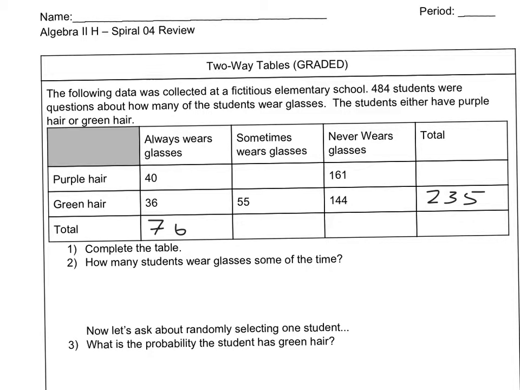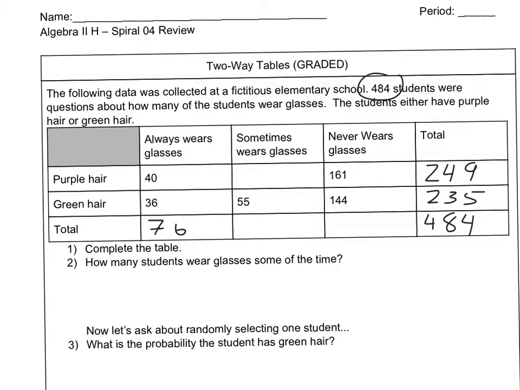Okay, looking for other things that we can fill out at this point. Well, we're given 484 total students. And if we know that 44 is the total, we've got 235 students with green hair. That tells us we've got 249 students with purple hair. That seems realistic to me.